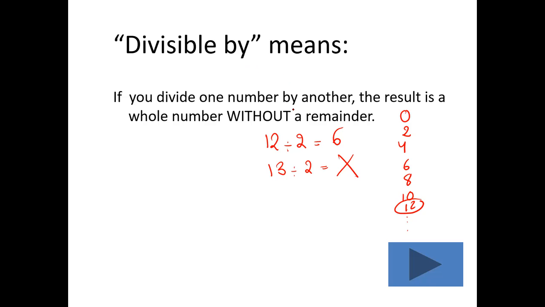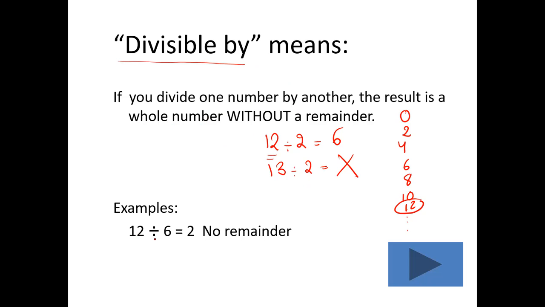So divisibility is the same as in this table. Which numbers are divisible by 2? The same as which numbers are in table 2. Which numbers are divisible by 3? The same as which numbers are in table 3. Which numbers are divisible by 5? The same as which numbers are in table 5. So when I say divisible by, the number should be in the table, with no remainder.